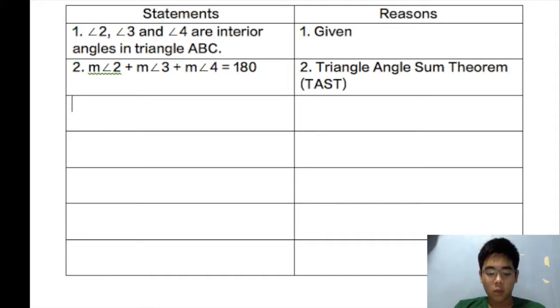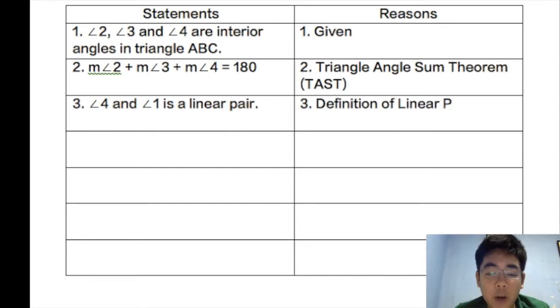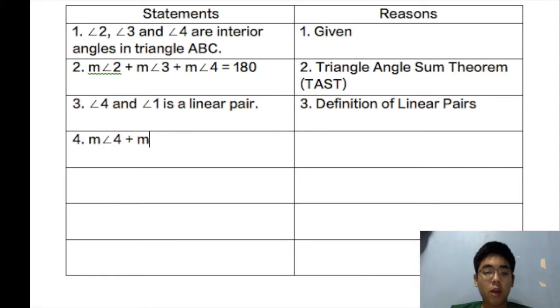Our third statement will be that the angles 4 and 1 are a linear pair. We can determine this because of the definition of a linear pair, which is our reason. A linear pair is a pair of angles that are adjacent and supplementary. On to statement 4. The measure of angle 4 plus the measure of angle 1 is equal to 180. This is because of the linear pair postulate, where it states that the sum of the angles in a linear pair must be equal to 180.